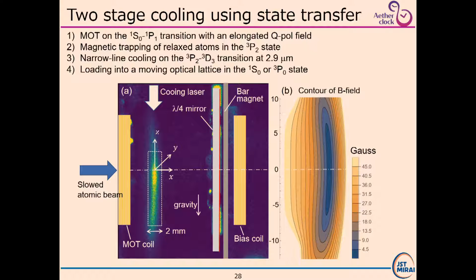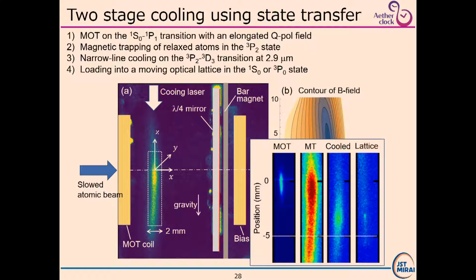So it's almost time. So this is the scheme: magneto-optically trapped atoms are loaded in a magnetic trap, and by shining a mid-infrared laser, we cool them, and we load atoms into a lattice.